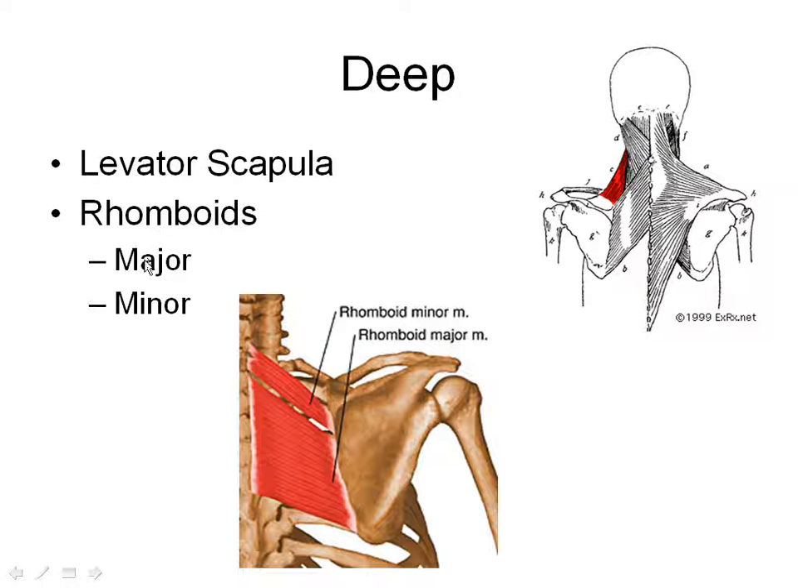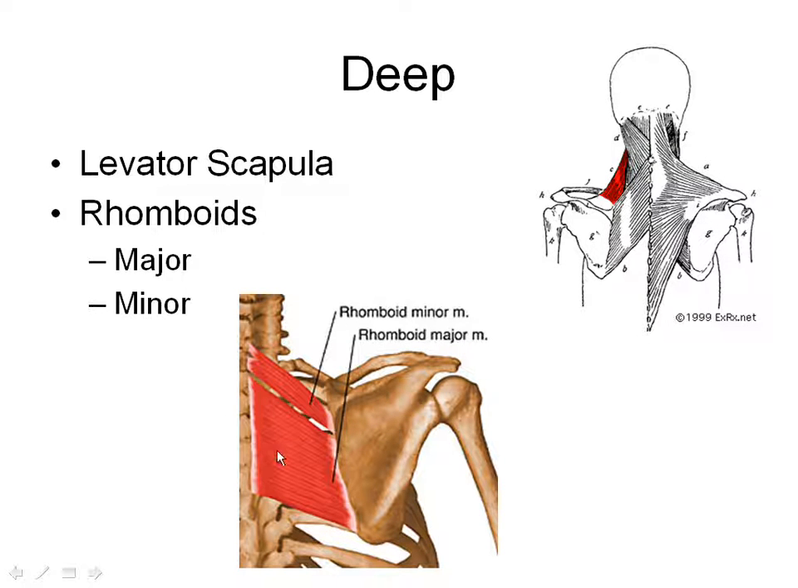You have rhomboid major and rhomboid minor, and this is a theme you'll see repeated throughout muscles: major and minor. Major is usually larger and minor is usually smaller. Another rule that usually plays with major and minor is that the minor is usually more superior and the major is more inferior. That does not always hold true, but in most cases it will be.